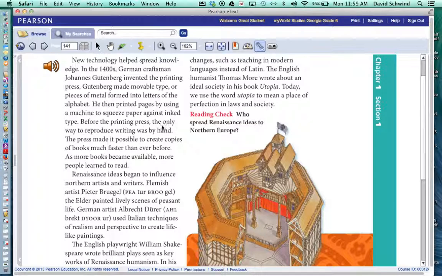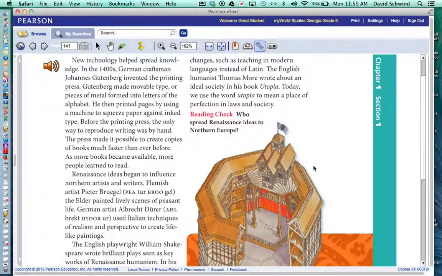Before the printing press, the only way to reproduce writing was by hand. The press made it possible to create copies of books much faster. Renaissance ideas began to influence northern artists and writers. Flemish artist Peter Bruegel, kind of like Google, Bruegel the Elder painted lively scenes of peasant life. German artist Albrecht Dürer used Italian techniques of realism and perspective.